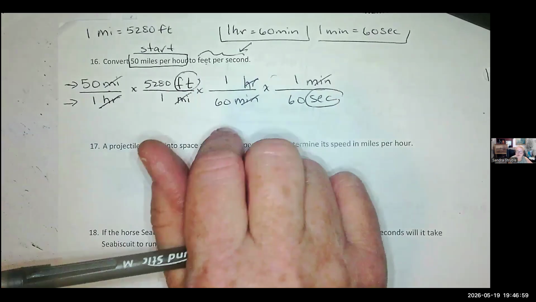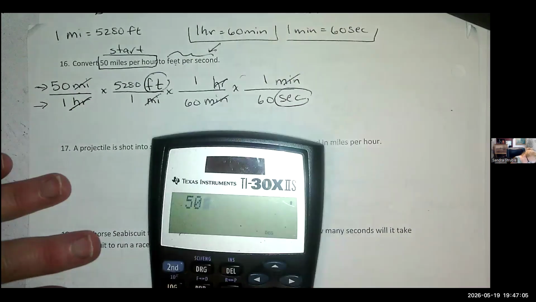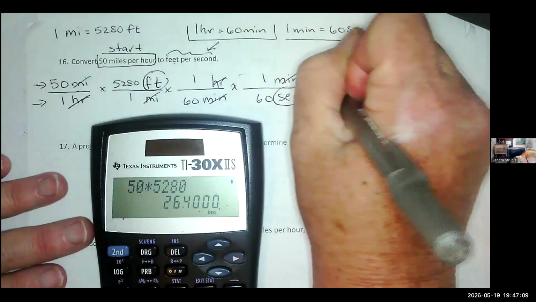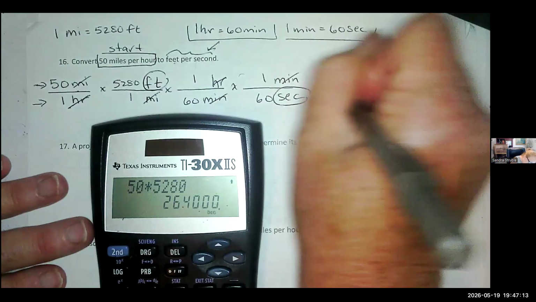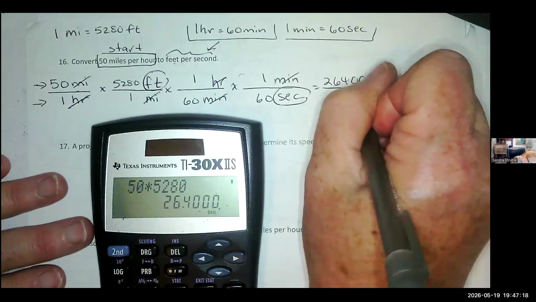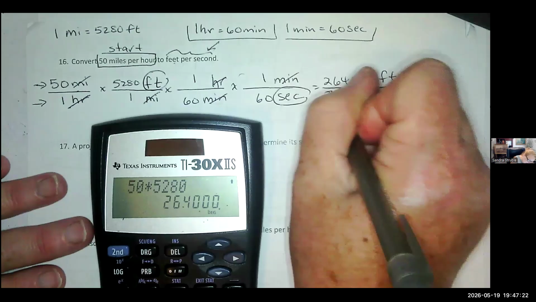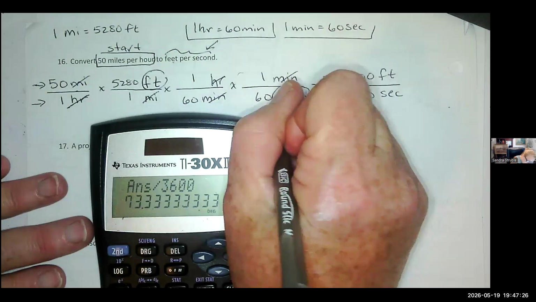So now we multiply straight across. 50 times 5280 is 264,000. And this is feet over 1 times 1, 60 times 60 is 3,600 seconds. Now you divide. And you get 73.333. And this is feet per second.